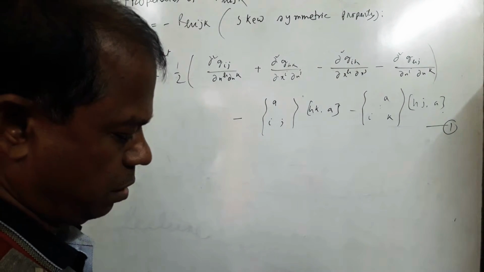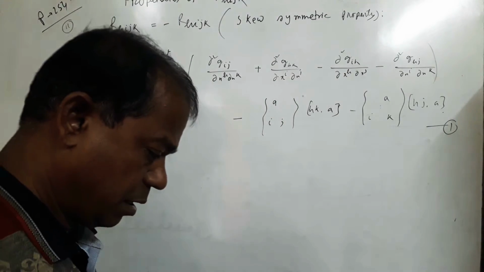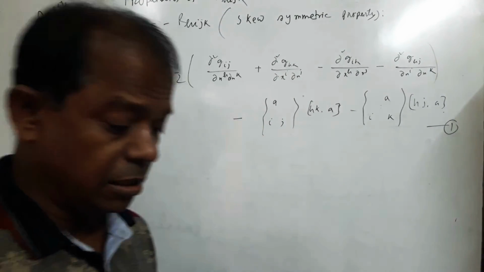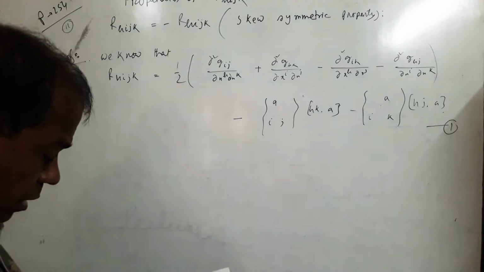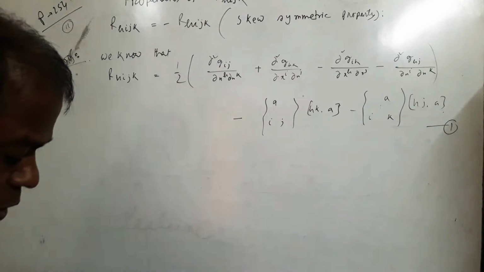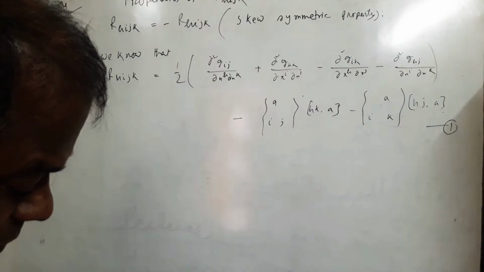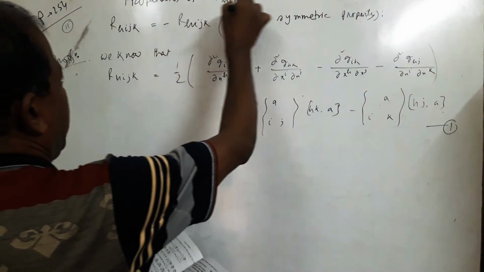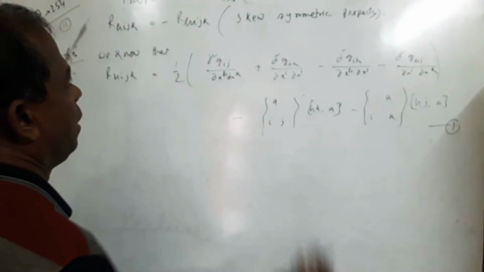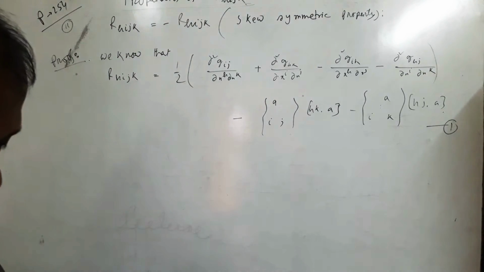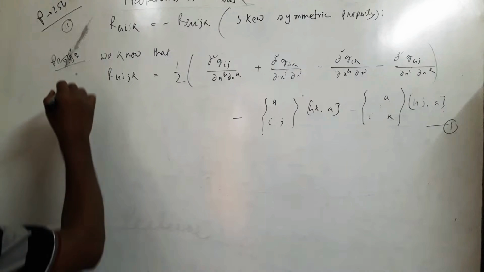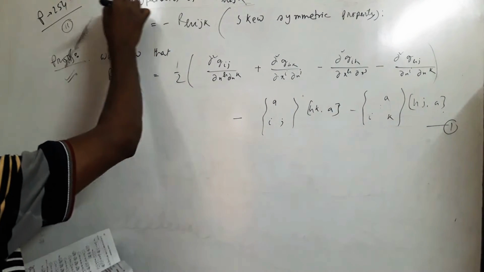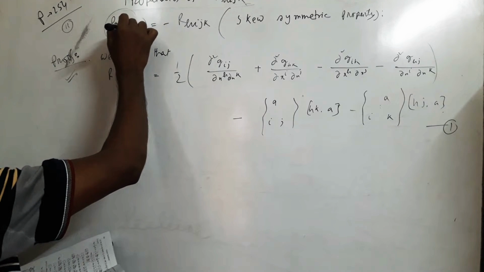Last class is tensor analysis. It is the properties of R_HIJK. It's also rules and formula.